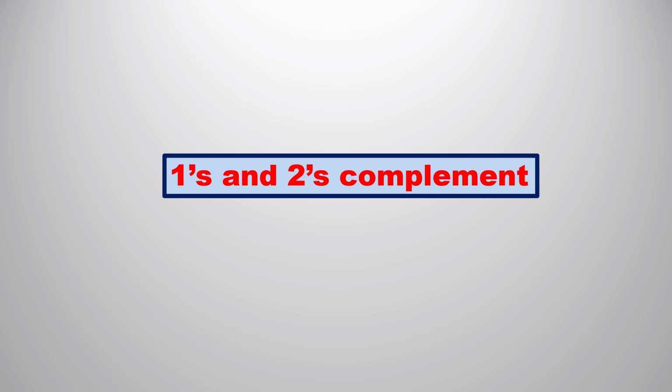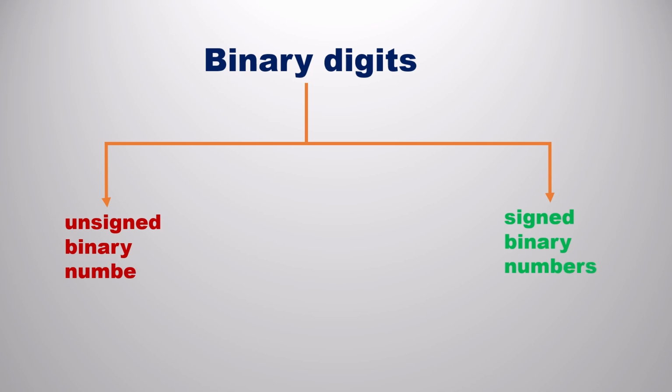So mainly, what is meant by ones and twos complement and its usage. We will see the usage in the upcoming videos. For now, let's discuss what is meant by ones and twos complement in this video. There are two types of binary numbers. The first one is unsigned binary numbers and the second one is signed binary numbers.